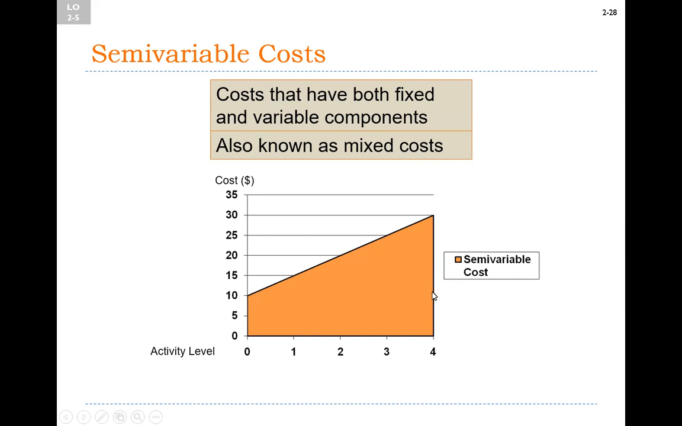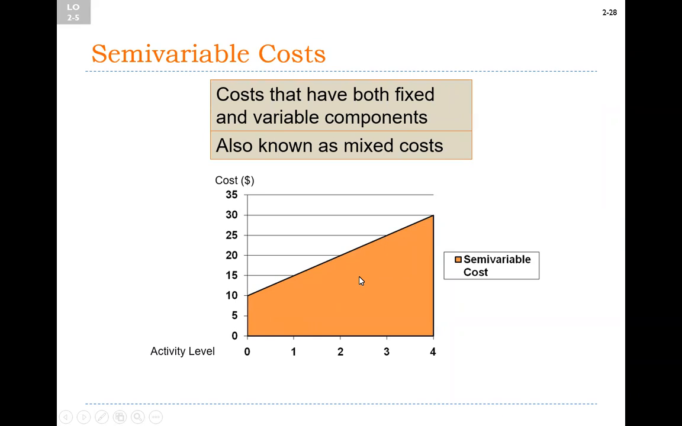That is my fixed cost there. With no activity, I still have that cost. And then I have my variable cost sitting on top. So as the activity level increases, notice that the total cost line increases as well. So this is a mixed cost.